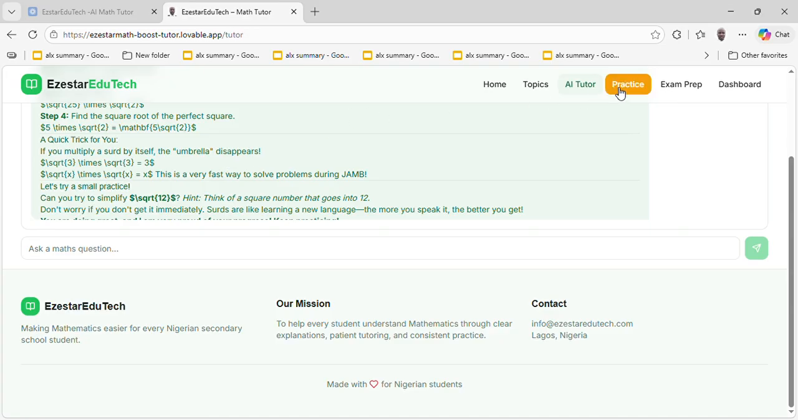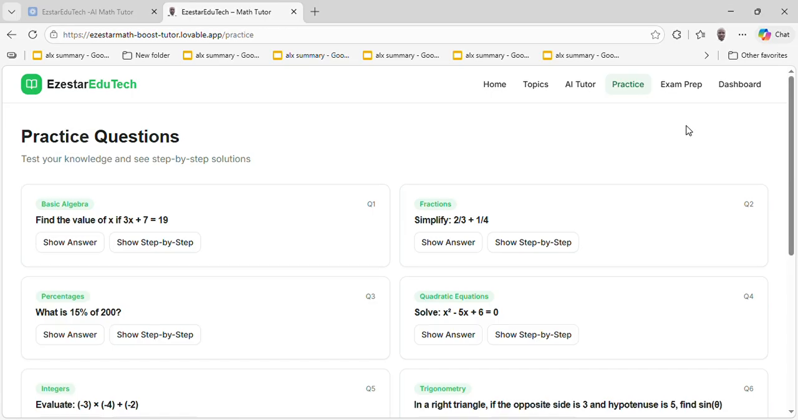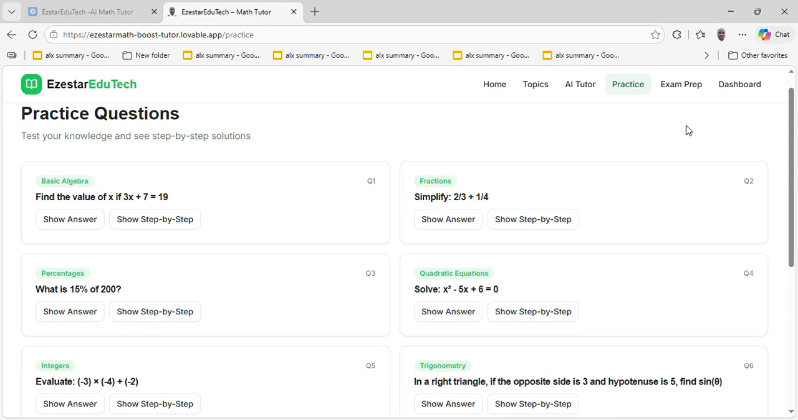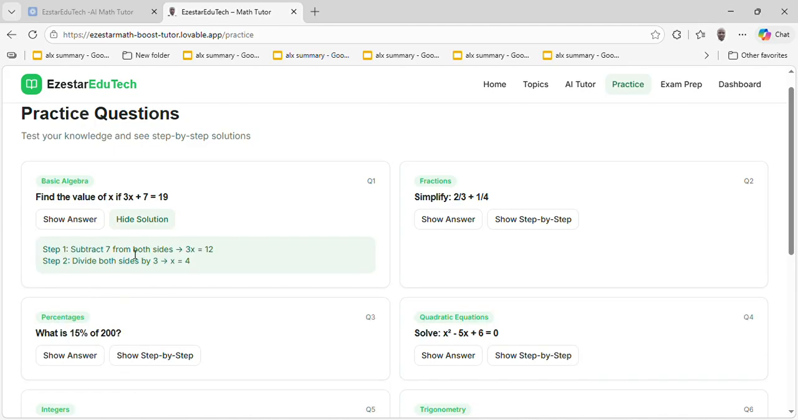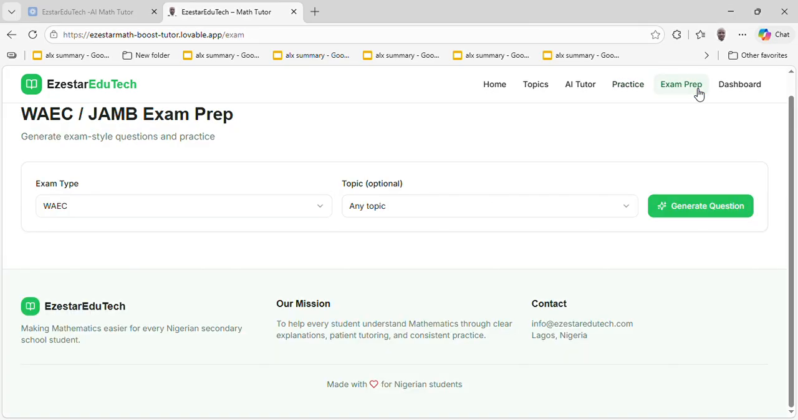Likewise, we have a practice section where questions have been generated for students to practice in preparation, or to have real exam style practice questions covering algebra, fractions, percentages, quadratic equations and the rest. And answers are also shown step by step, and this is the result.